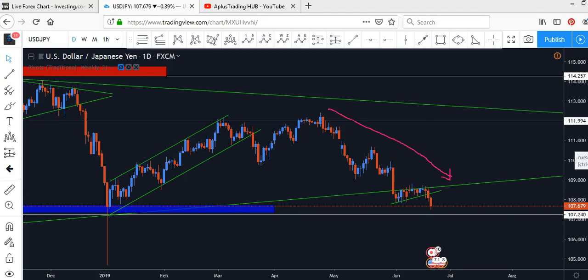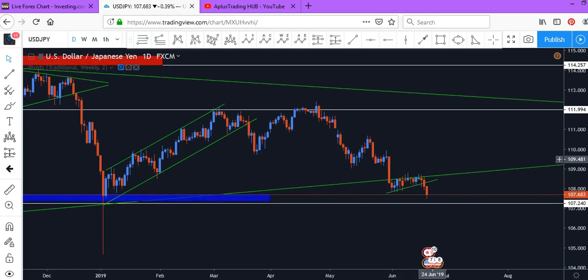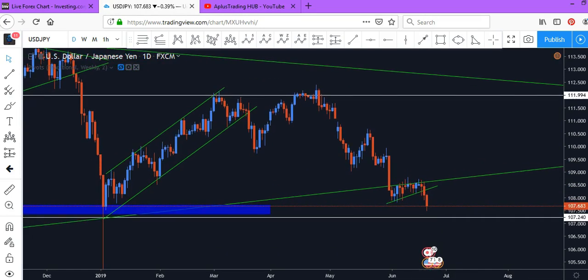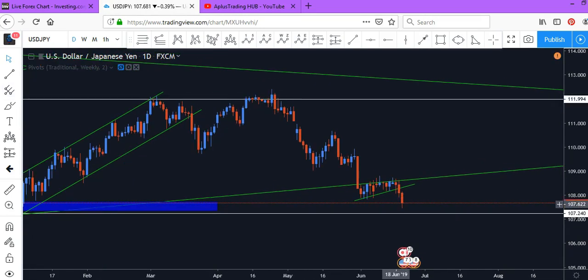And it's still going to go down, though we have arrived at a key support level, which is the 107.24 level. It's a key support level, but this is my projection on this pair. I still see it going down because it just broke out of the monthly price correction. You see this trend line, price just broke down from there.